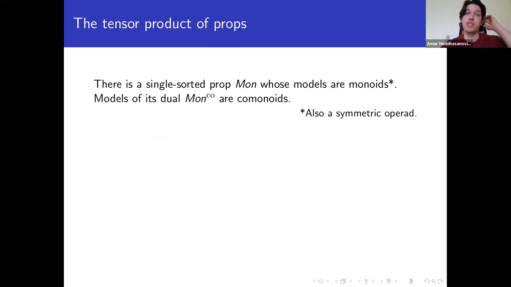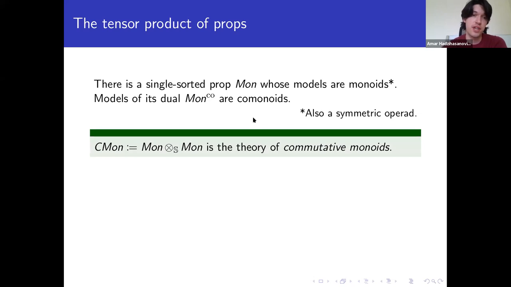So for some examples, there is a single-sorted prop, which is in fact also a symmetric operad, whose models in a symmetric monoidal category are internal monoids. One thing that we can do on any colored prop is to dualize it, so just reverse the direction of the morphisms. So this is still a colored prop, and its models are comonoids. Something you can do is take the tensor product of Mon with itself, and that actually gives us another single-sorted prop whose models are commutative monoids.